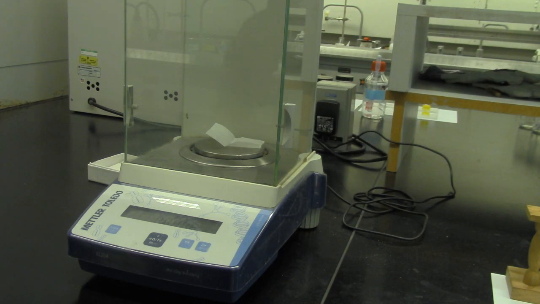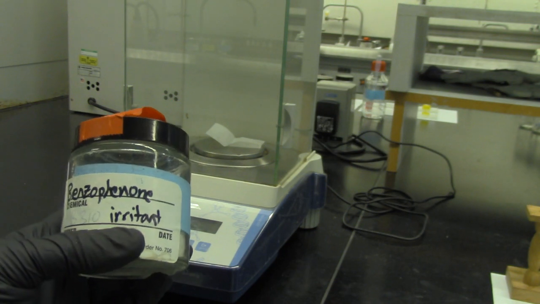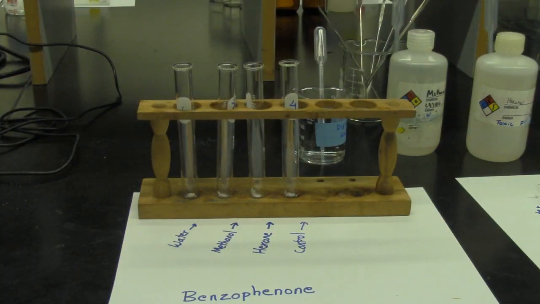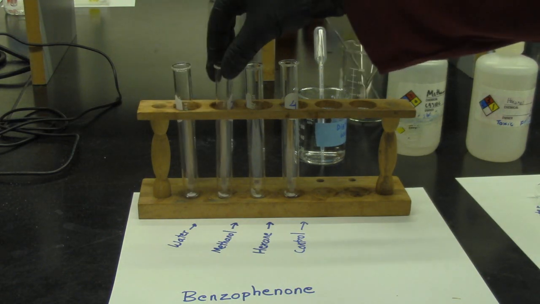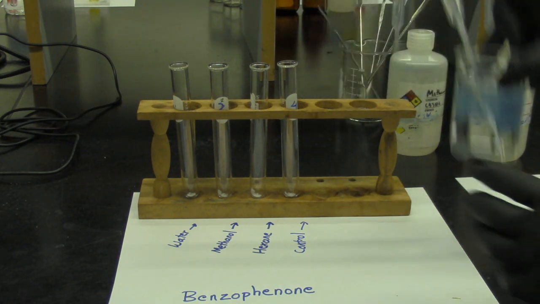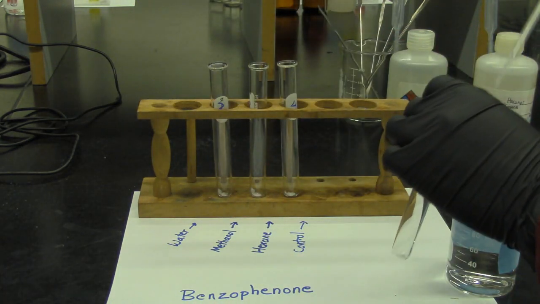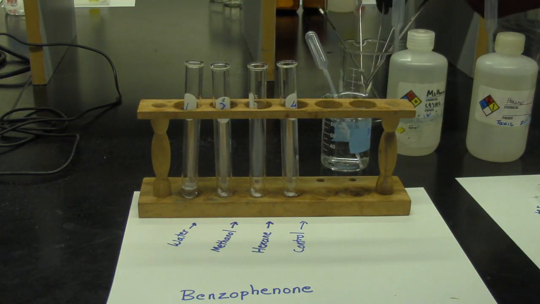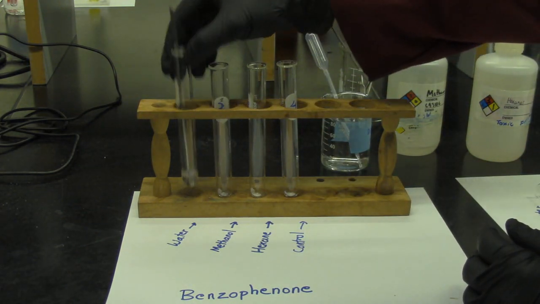This is a balance machine, and we're going to weigh out 40 milligrams of benzophenone and add it into 4 dry clean test tubes. In each test tube, we have 40 milligrams of benzophenone. So in the first test tube, I will add 1 ml of water and stir with a micro spatula for 60 seconds.